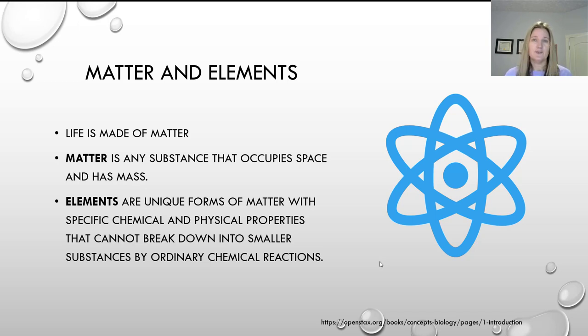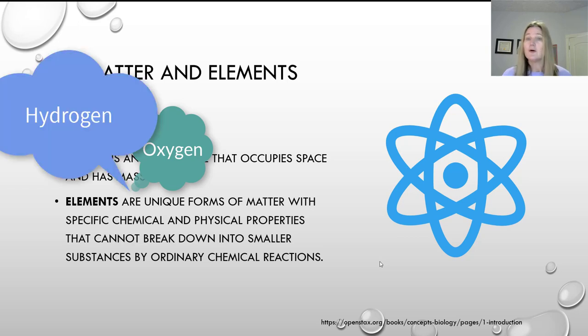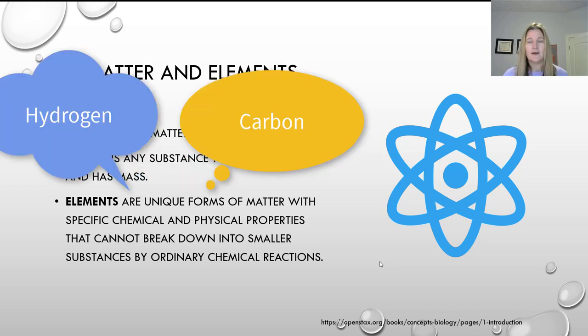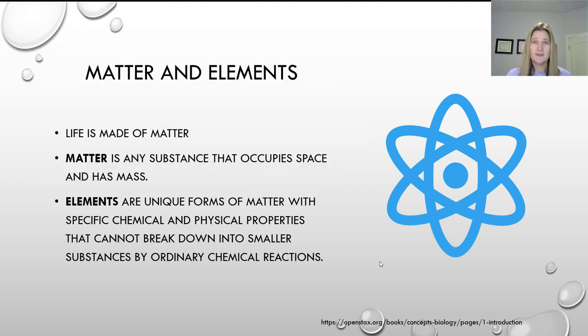Some examples of elements that you've probably heard of would be oxygen or hydrogen or carbon. These are units of matter, but they have specific chemical and physical properties that make them different from each other. So oxygen is different from hydrogen, and hydrogen is different from carbon. These are unique forms of matter, and we'll talk more about these specific forms of matter throughout this lecture. So these are the elements.